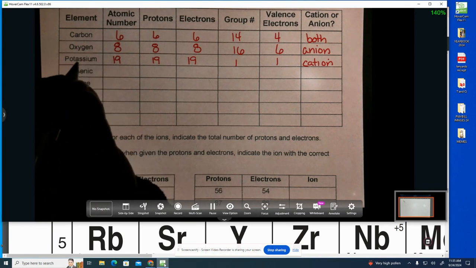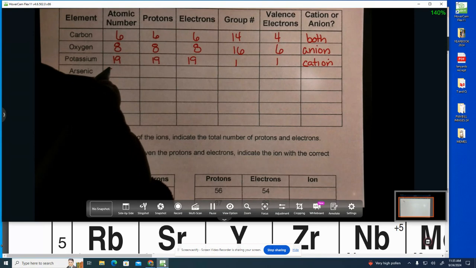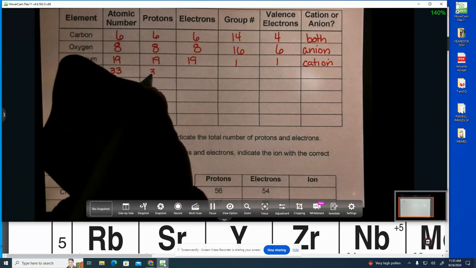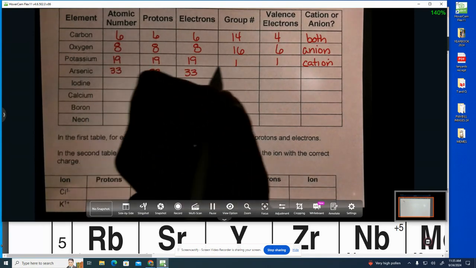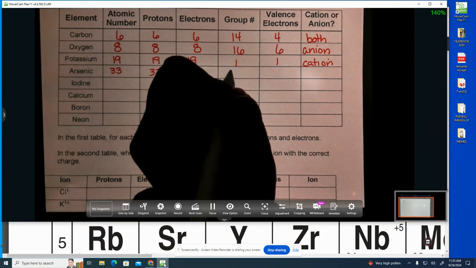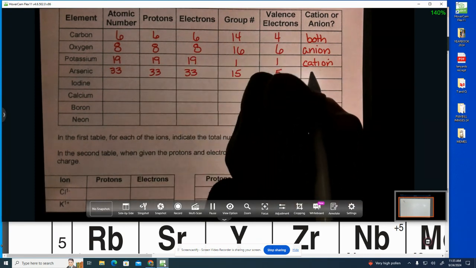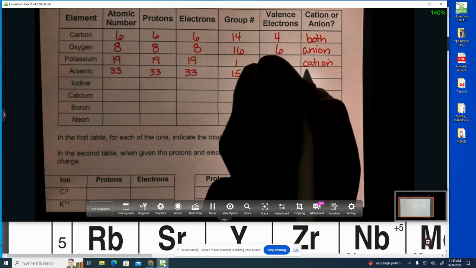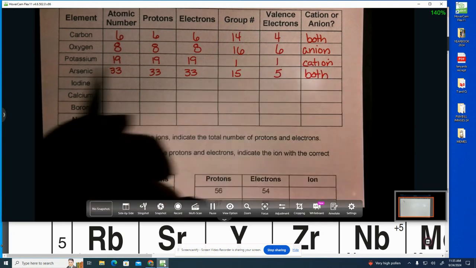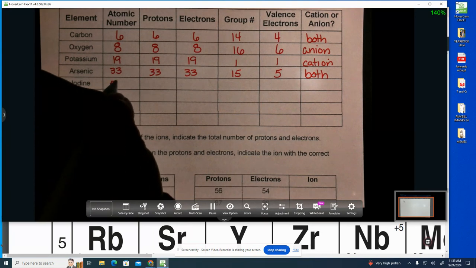Arsenic. What's the symbol for arsenic? As. It's number 33. Okay, group number 15, which means it's going to have 5 valence electrons, and it will be both. Iodine is number 53.